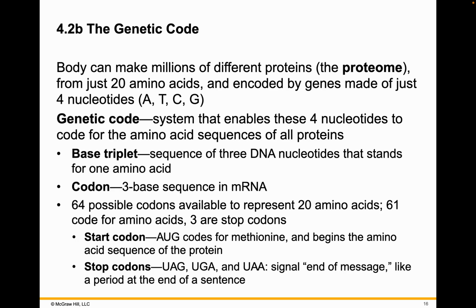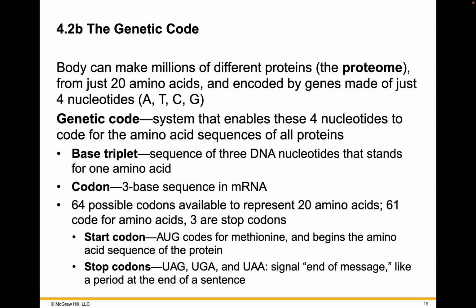So the body can make millions of different proteins. That's called the proteome. It does so from just 20 amino acids. They are encoded by the genes, which are made of four nucleic acids or nucleotides, A, T, C, and G. So there is a genetic code. That genetic code is the system that enables four nucleotides to code for all of the different amino acids.